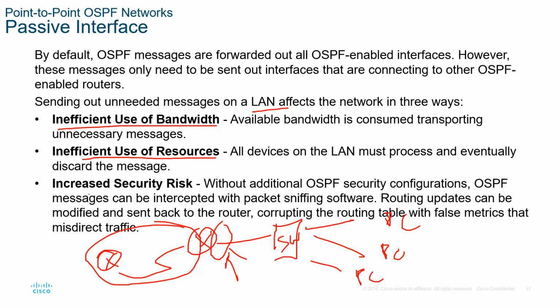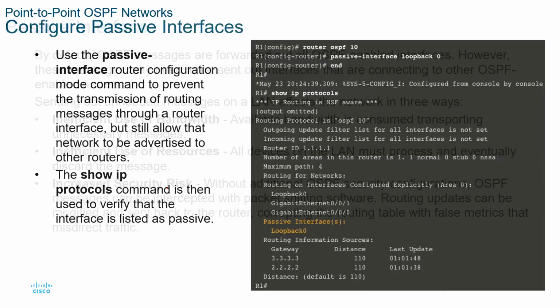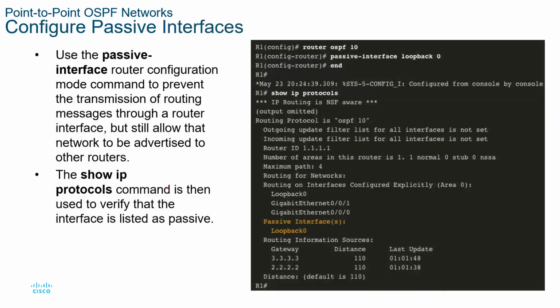All right, and then increase security risk. So without additional OSPF security configurations, OSPF messages can be intercepted with packet sniffing software. All right, so routing updates can be modified and sent back to the router, corrupting the routing table with false metrics that misdirect traffic.